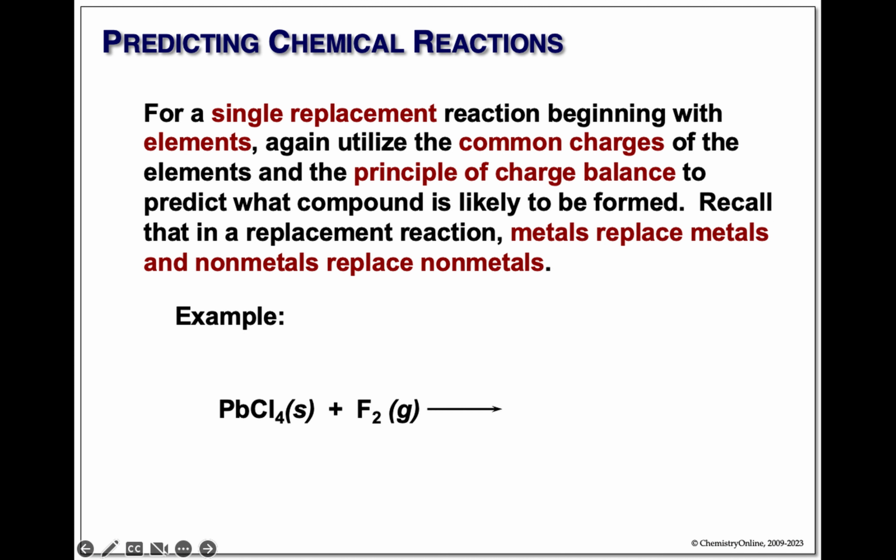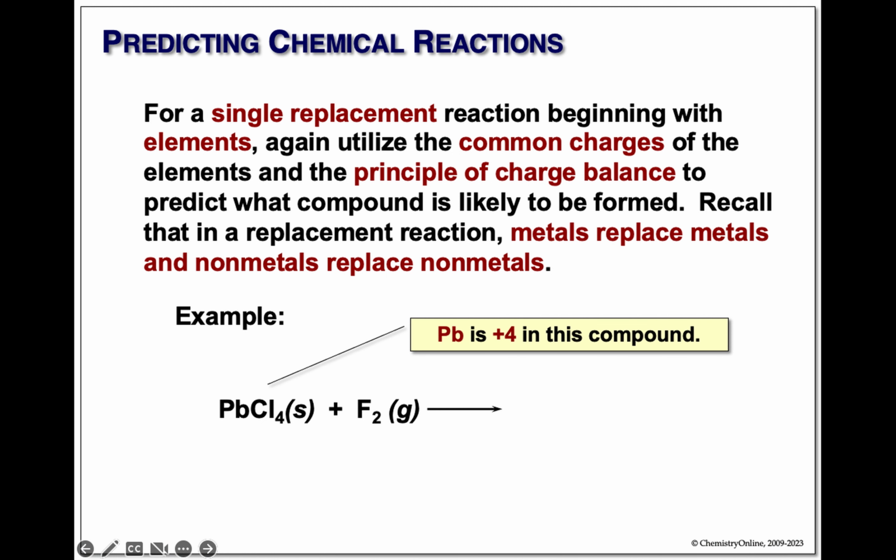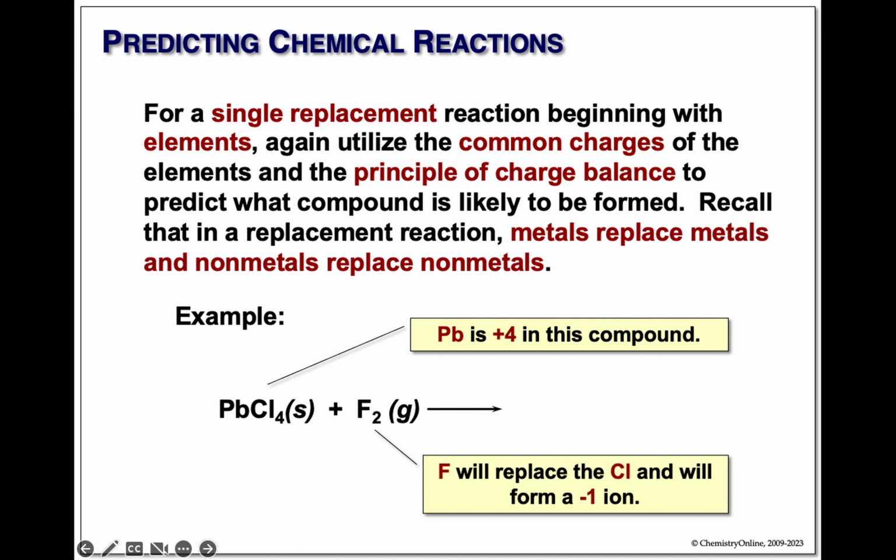Example, here we have lead 4 chloride reacting with fluorine gas. The non-metal will replace the non-metal. Lead will stay +4. And this is our products. Compound and an element, compound and an element.